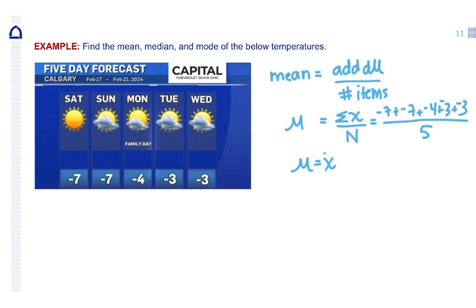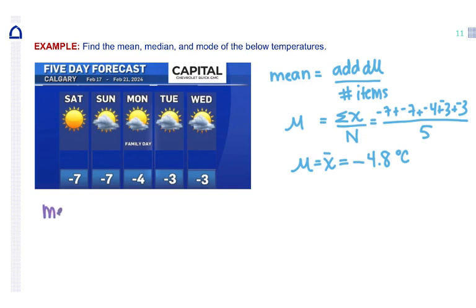Also, we can use this symbol, either of those. The mean will be -4.8, and I assume this is degrees Celsius. It's cold in Canada.